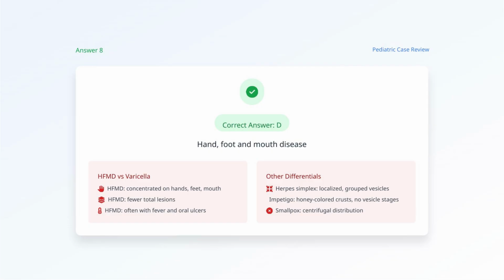Hand, foot, and mouth disease is commonly confused with varicella, especially in young children. Key differences include HFMD's concentration of lesions on the hands, feet, and mouth, with fewer total lesions than typical varicella. Herpes simplex typically presents with grouped vesicles in a limited area. Impetigo features honey-colored crusts without the classic vesicular stages seen in chickenpox.